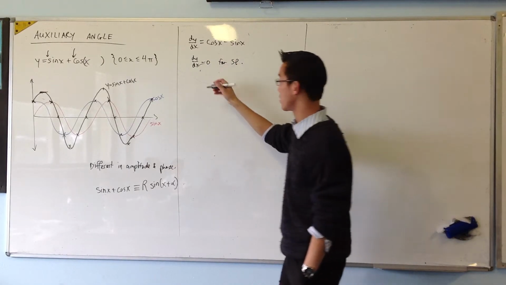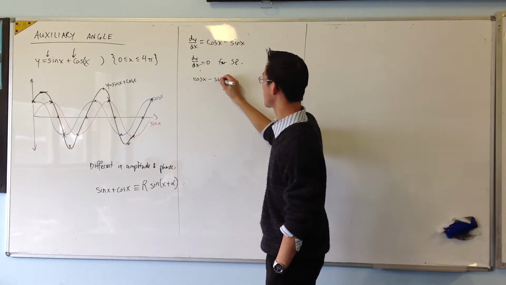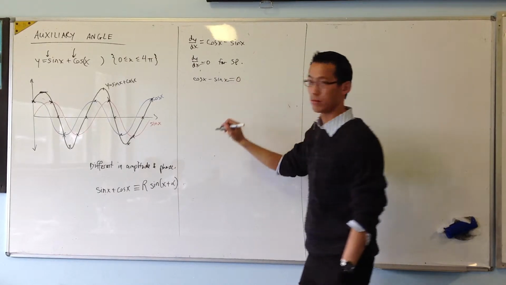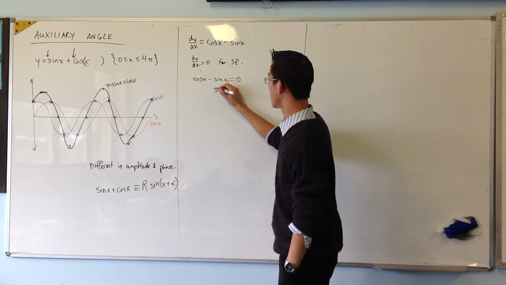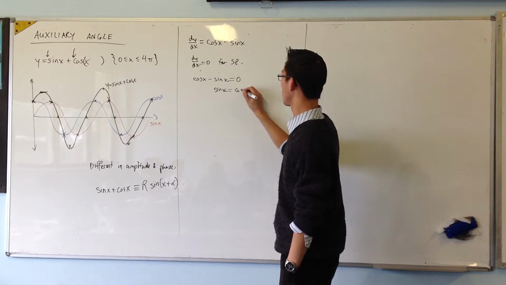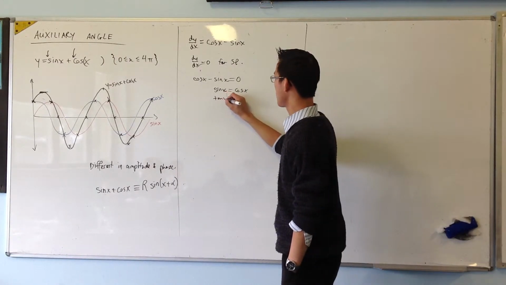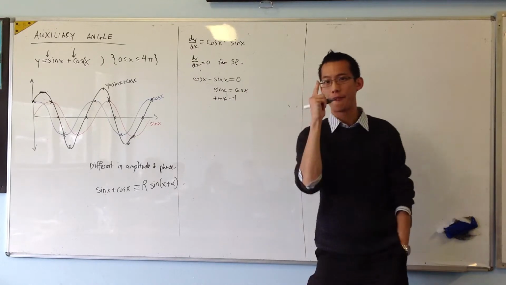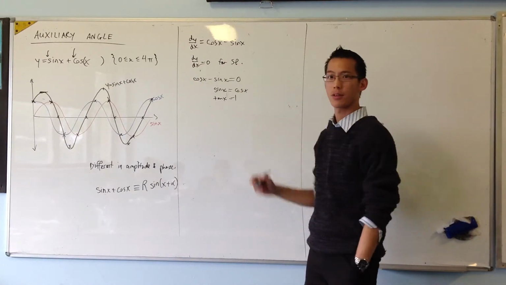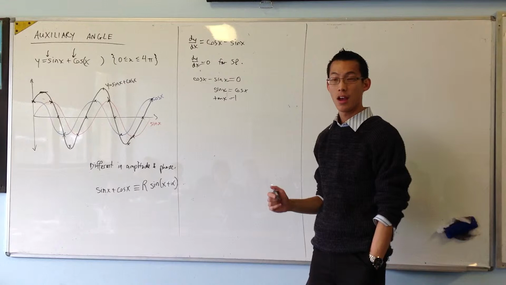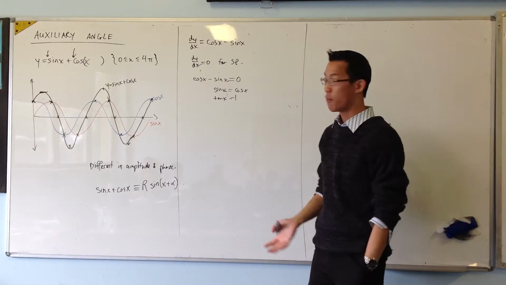So let's go ahead and solve this. Cos x minus sine x is equal to 0. So sine is equal to cos. Sorry, it's a bit messy. So tan x is equal to 1. What's the first answer to that equation? 45 degrees or pi on 4.